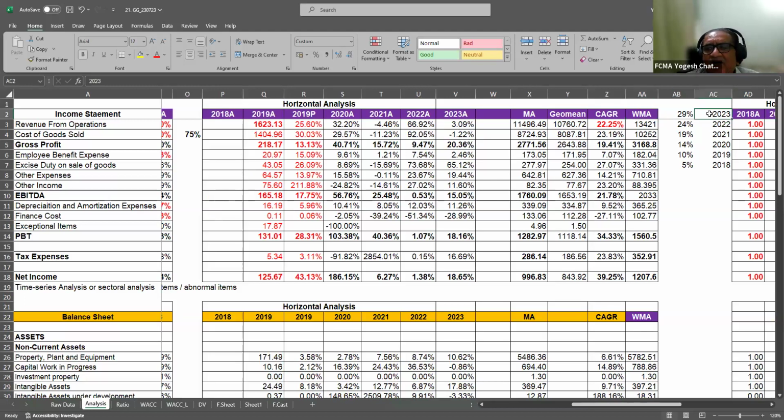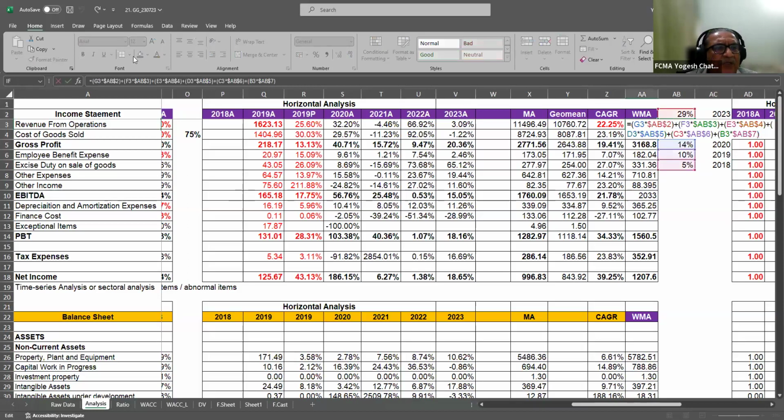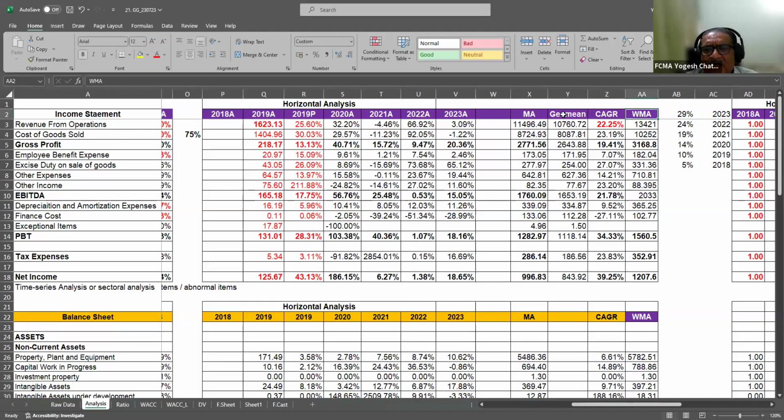So here I have assigned 29% to the latest year 2023, 24% to 2022, likewise 19%, 14%, 10%, 5% between 2024 and 2018. And once we assign the weight, this I have assigned on a random basis for knowledge sharing purposes. But if we have concrete information, we can correct this weight also. So based on that, we can compute the weighted moving average. So that is the compounded average growth rate, weighted moving average.